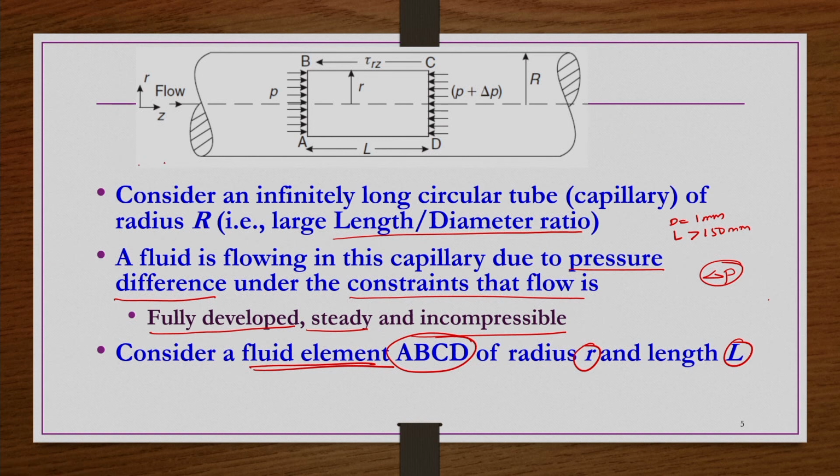So, then what we are doing, we are not drawing in the locations near the entry and near the exit, but taking somewhere in between, where the fully developed flow is established and the flow is steady, right. So, now here we have taken a fluid element A, B, C, D. The length of the fluid element is L, the radius of this fluid element is small r, the radius of the tube is capital R, pressure at the inlet is P, pressure at the outlet is P plus dP.